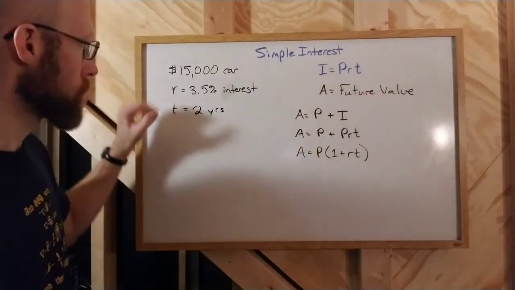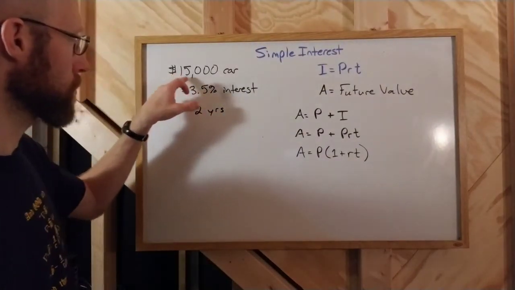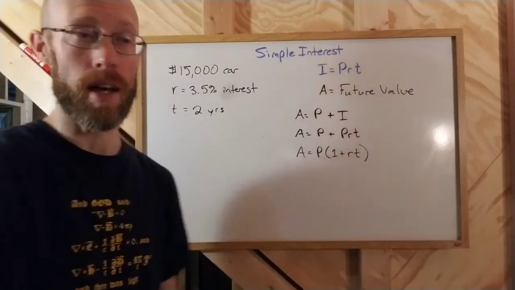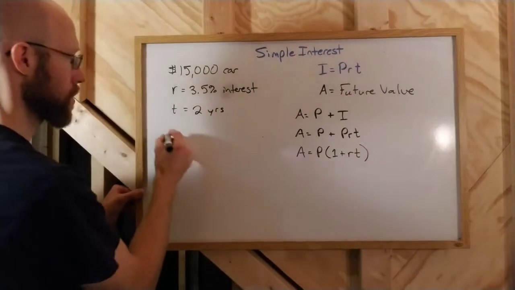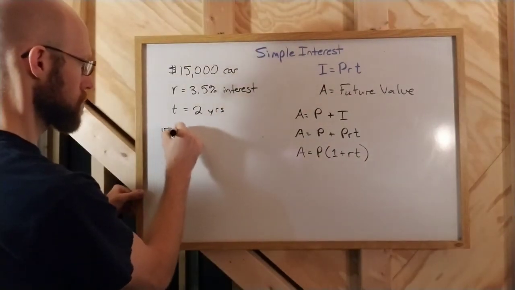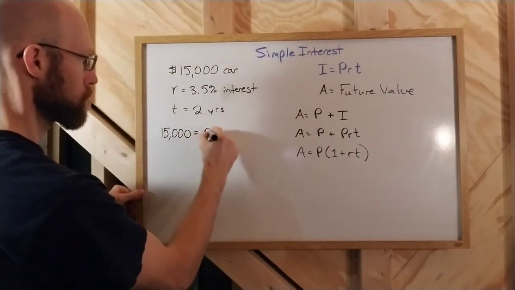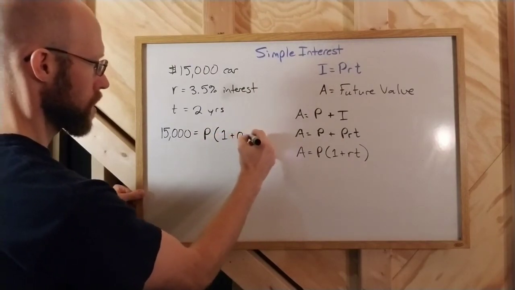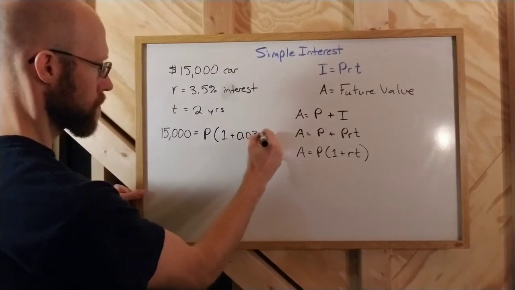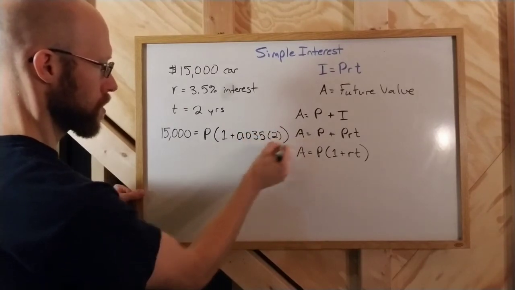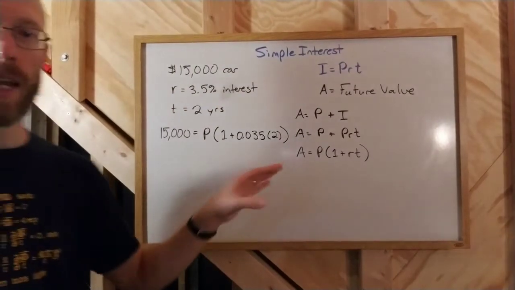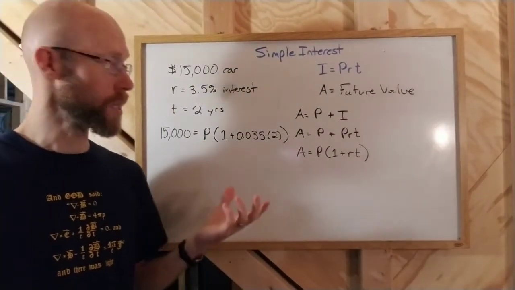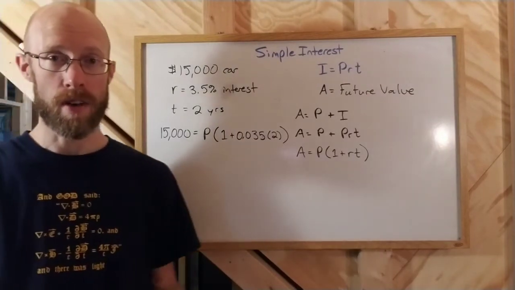Okay, so all we do is we put these in. Now the $15,000 is what we want to get in the end. That's our future value, so I put that in for A. Okay, so 15,000 equals P times (1 plus 0.035 times 2). I plug in everything I know, and now if I solve that equation for P, I'm going to get the amount I need to invest to make that happen.